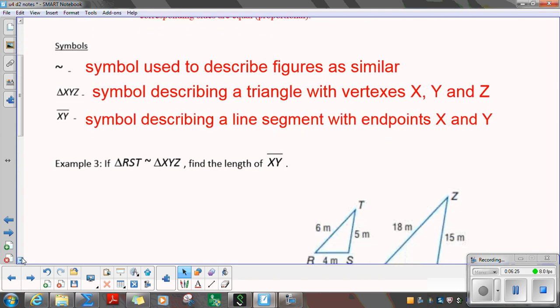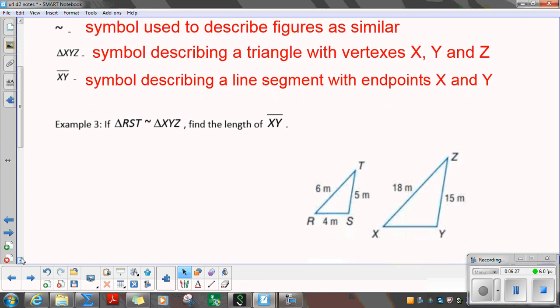Example 3, so here are two triangles, and what it's saying is that triangle RST, which is this first one because it's got an R, S, and T on it, is similar to triangle XYZ, which is this guy right here. So they're already telling you they are similar, meaning they should be proportional to each other. So now, knowing that, they want us to find the length of XY, the line segment XY, so this side, okay?